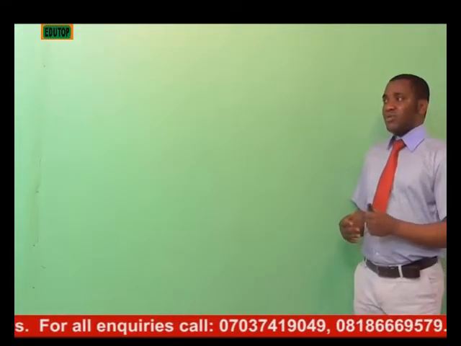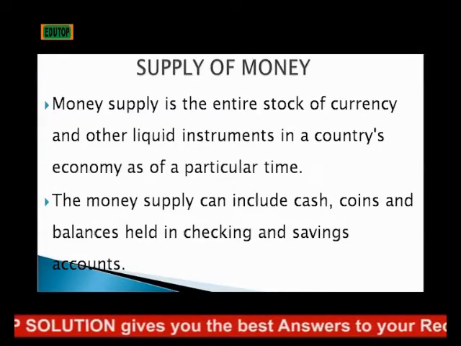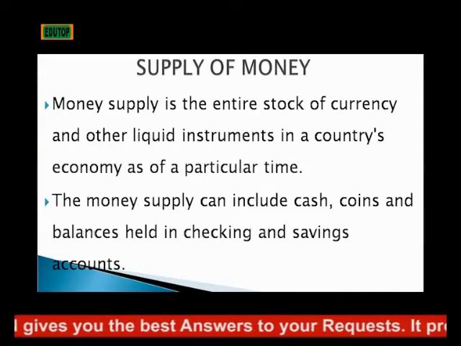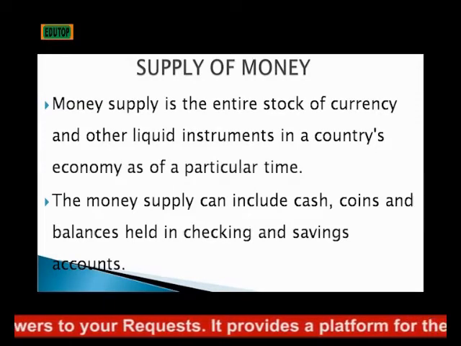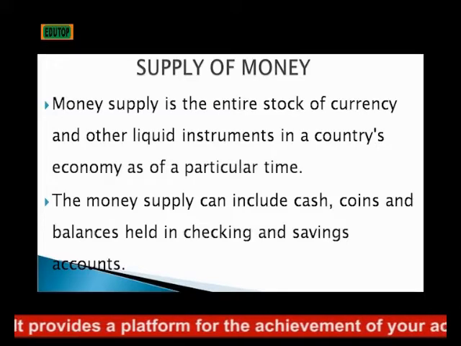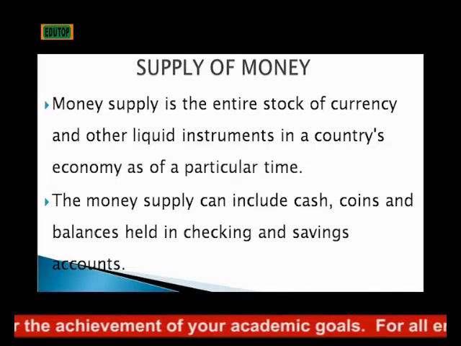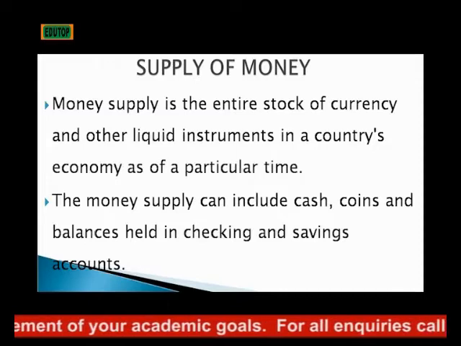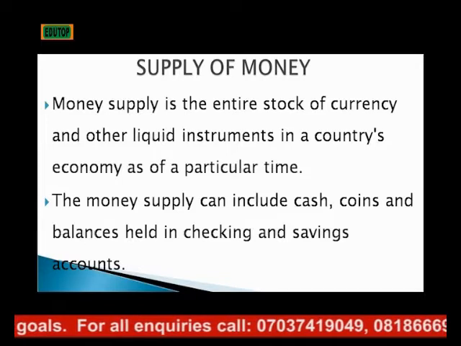Now, we also have what we call supply of money. Supply of money is the entire stock of currency or other forms of liquid instrument called money in a country over a period of time. The amount of money in circulation, in the country, in the market, is what we call money supply over a particular period. The money supply can include cash, coins, and the balances you have at hand or in the bank. Those put together are what we call the supply of money.